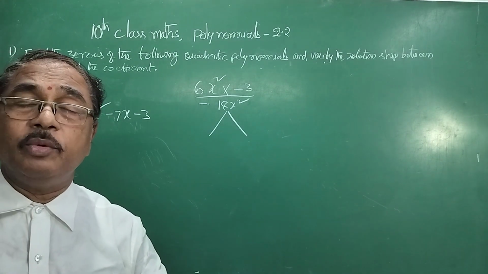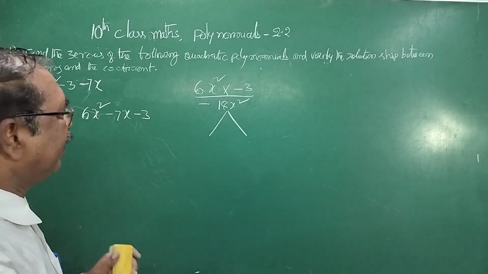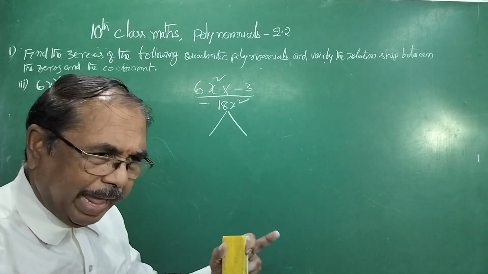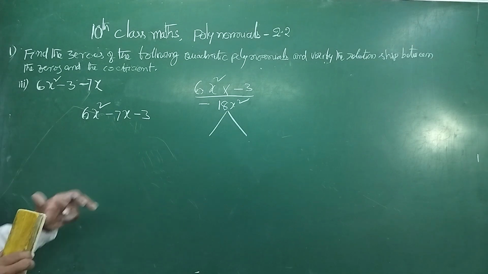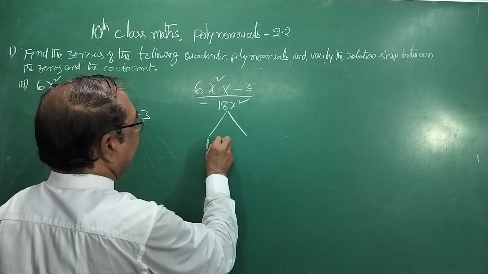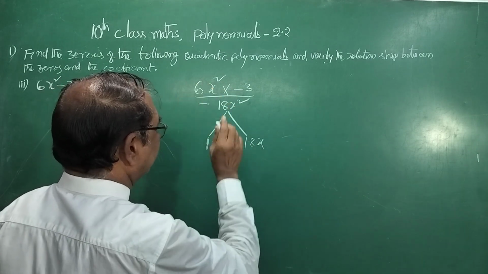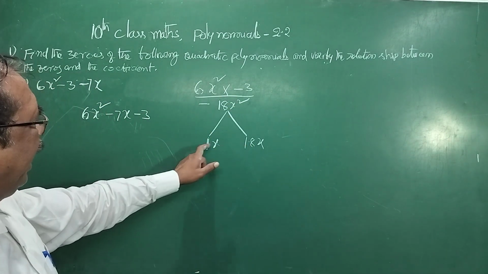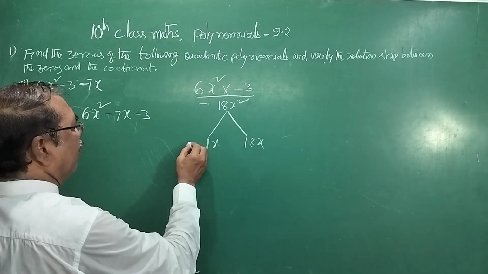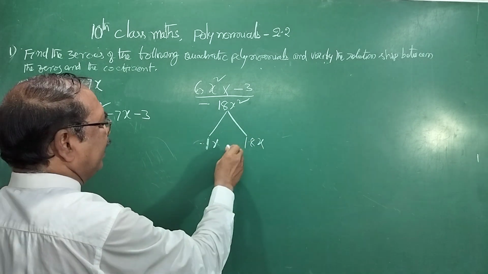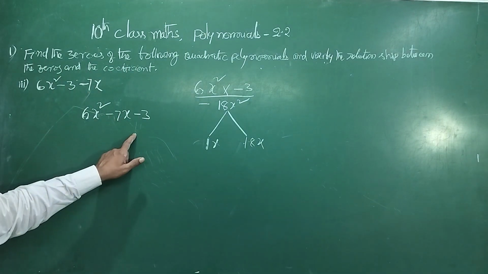How do we separate those factors? When we multiply, we have to get 18x square. When we add or subtract, we have to get the middle term. What is the middle term? 7x. Yes, let us see. 1x into 18x, 1 into 18, 18x square. When we add 18 plus 1, it is 19. When we subtract, we get 17. But we have to get 7x.